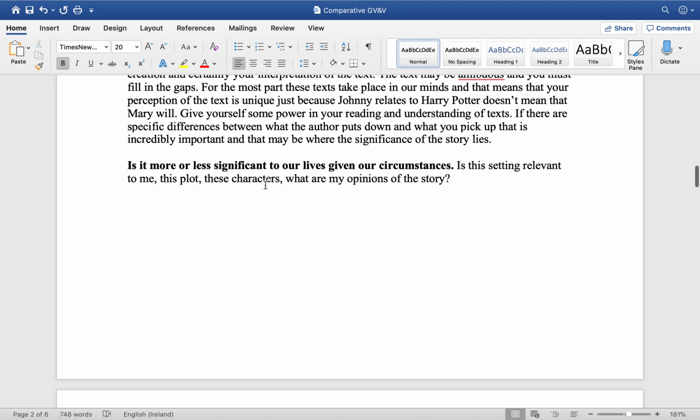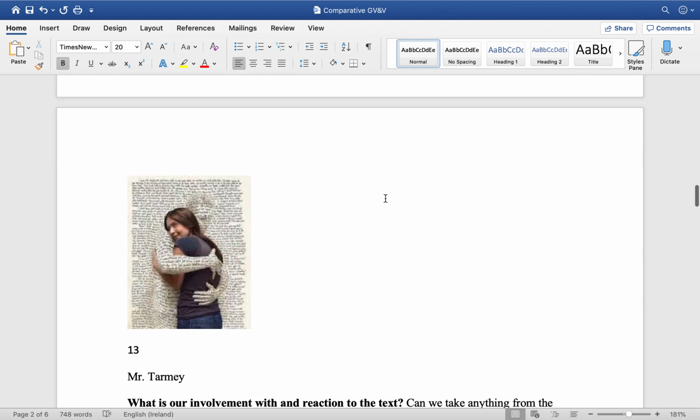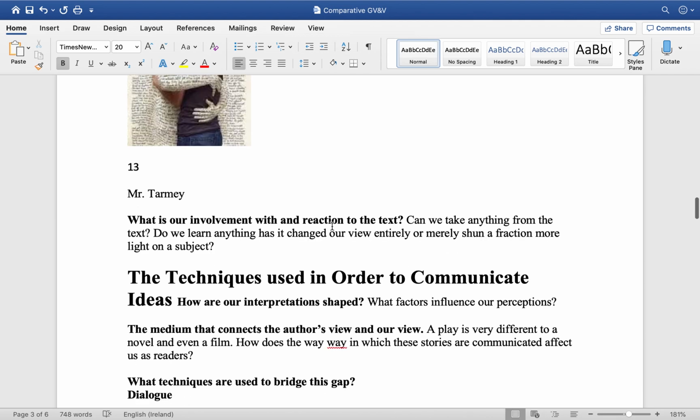So is it more or less significant to our lives given our own circumstances? Is the setting relevant to me, the plot, the characters? So this, of course, if the characters are somewhat similar to you or going through similar things, you may relate more. And what is our involvement with and reaction to the text? Personal response is so important to general vision and viewpoint.